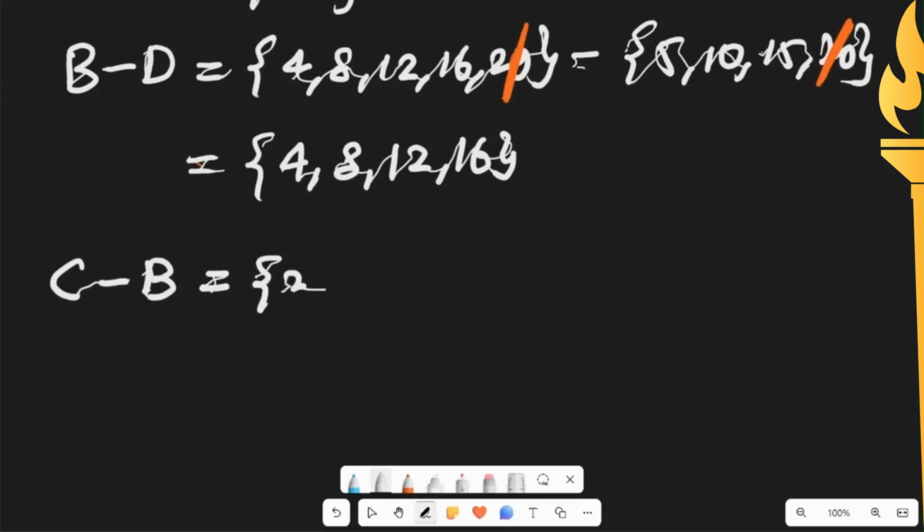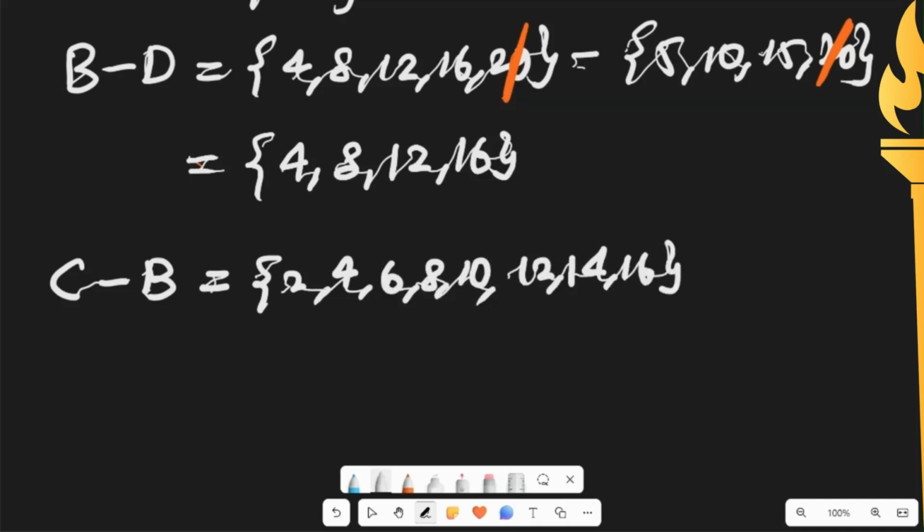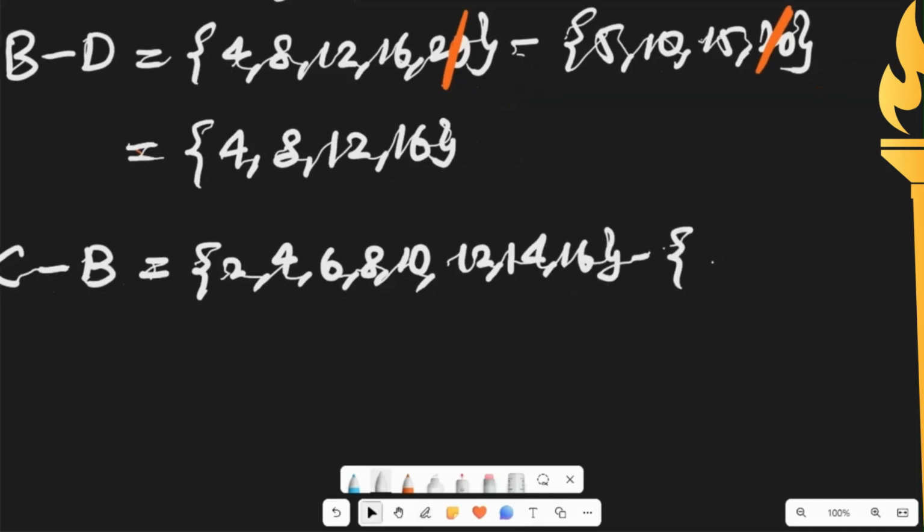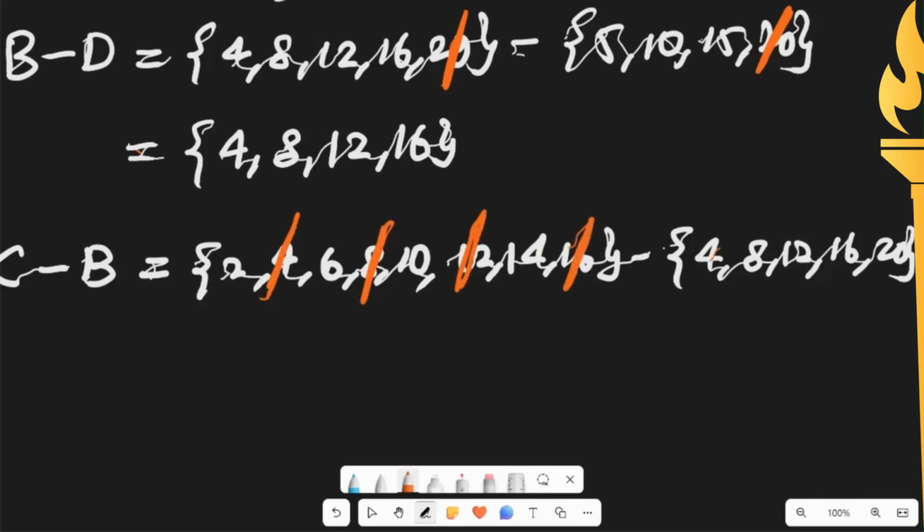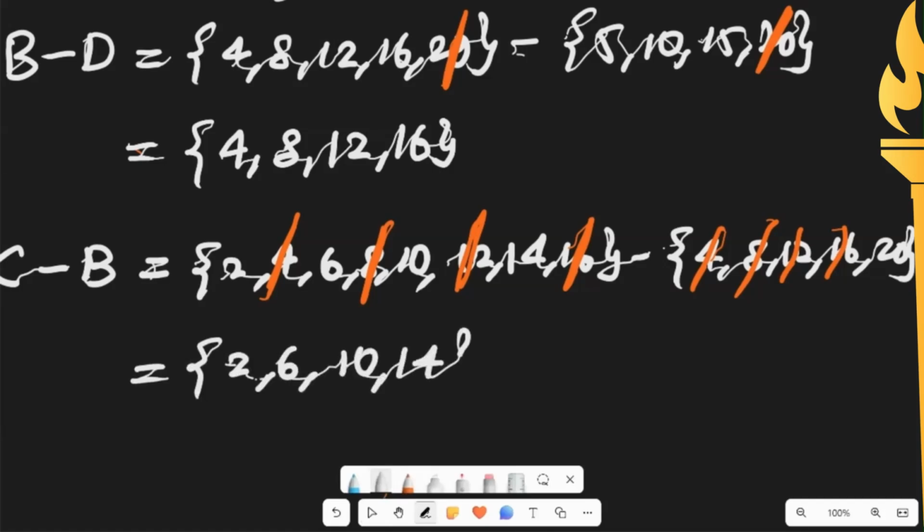Next, after B minus D, we have C minus B. So in set C, we have 2, 4, 6, 8, 10, 12, 14, and 16. And in set B, we have 4, 8, 12, 16, and 20. If we cancel the common elements, 4, 8, 12, and 16, the remaining elements in the first set are 2, 6, 10, and 14.